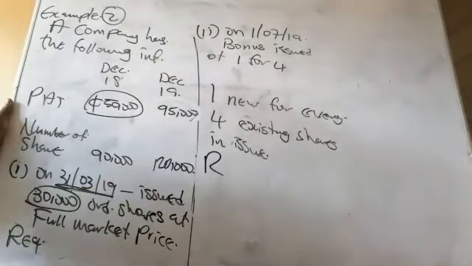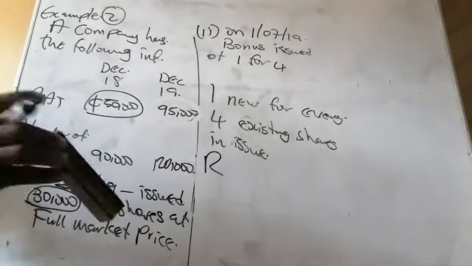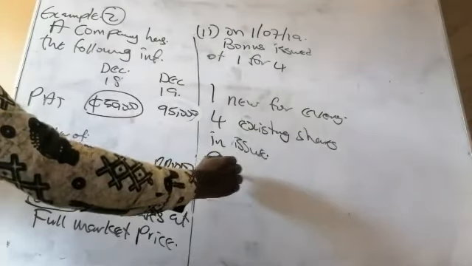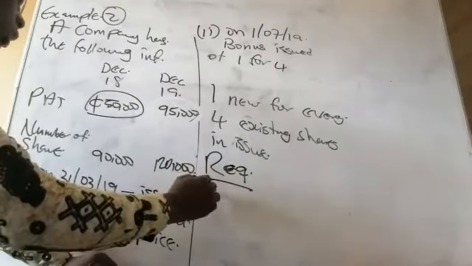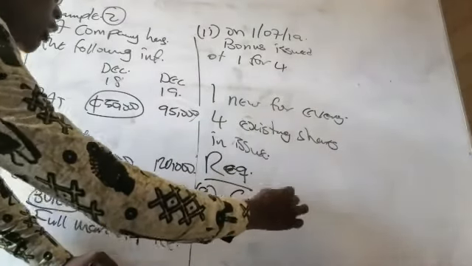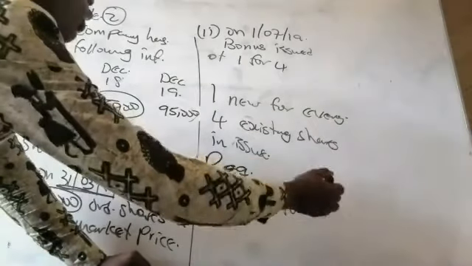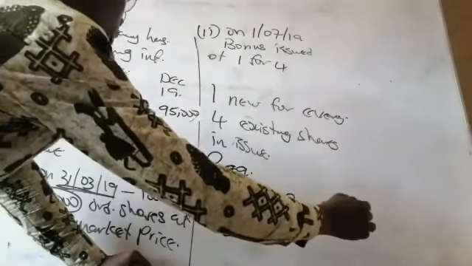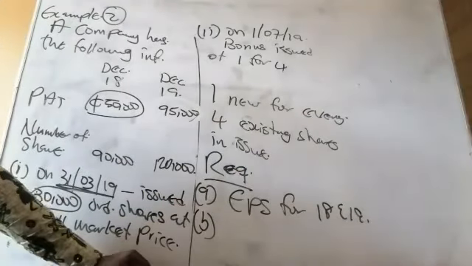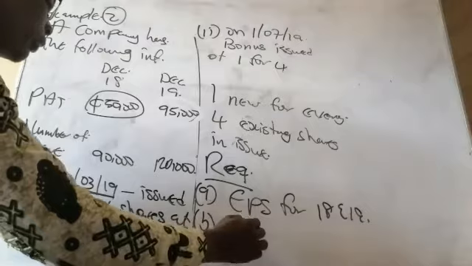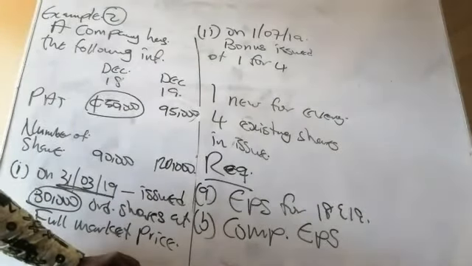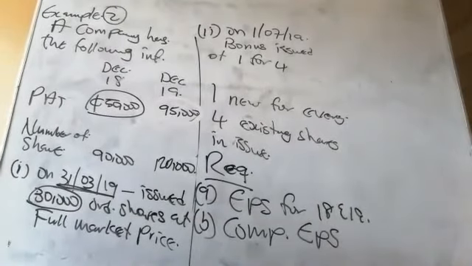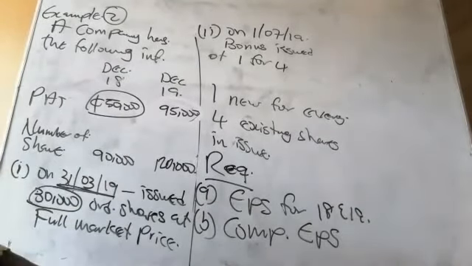Now let me take the requirements again. Requirement A: calculate the earnings per share for 2018 and 2019. Requirement B: calculate what we call the comparative earnings per share for 2018, which we include in 2019's financial statements. I will explain it in detail when doing the calculation.